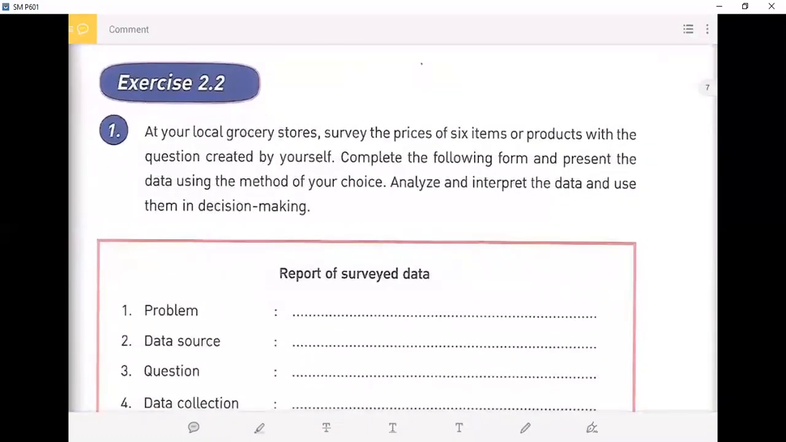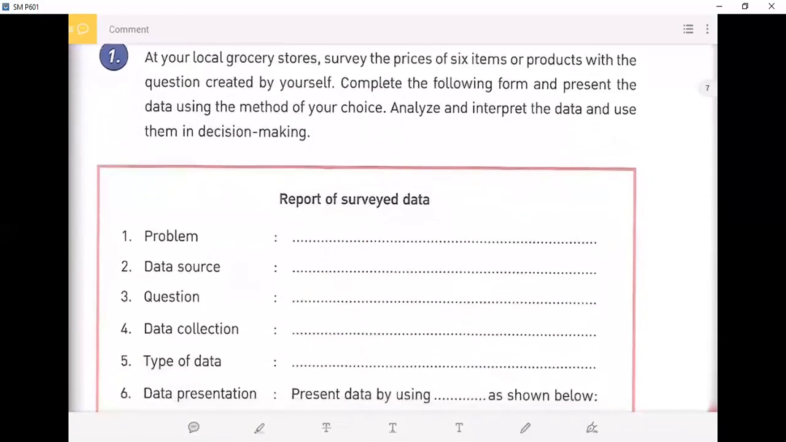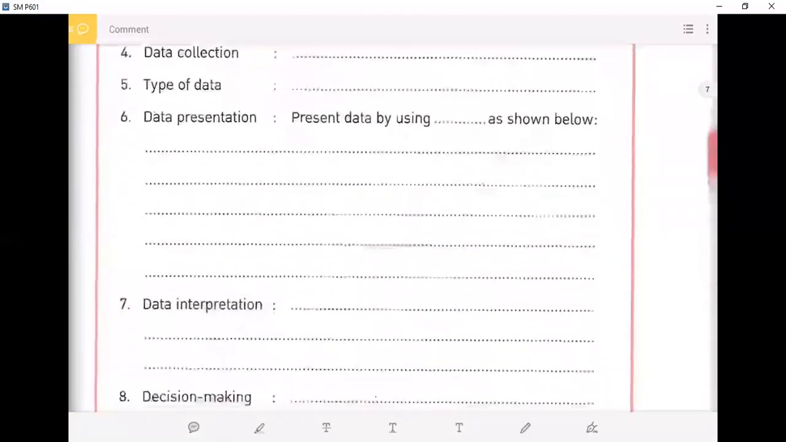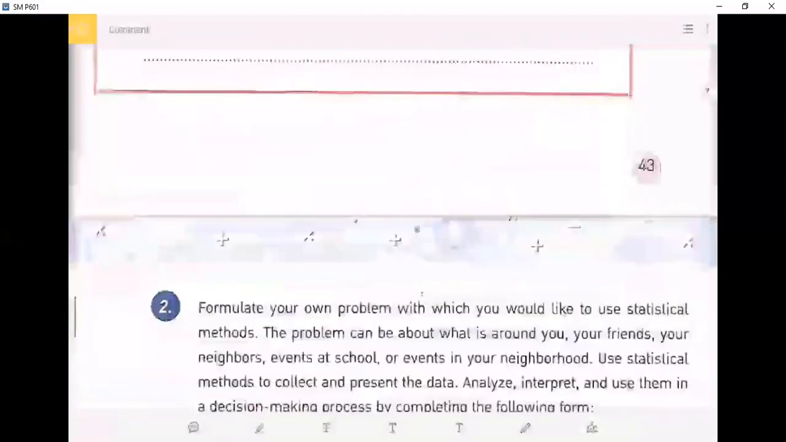I still have some time. Exercise 2.2: at your local grocery store, survey the prices of 6 items with questions created by yourself, complete the following form, and present the data using the method of your choice. Then analyze and interpret. This is the thing I want you to do in the class. We're going to do it in class.